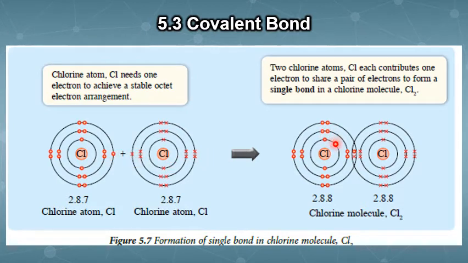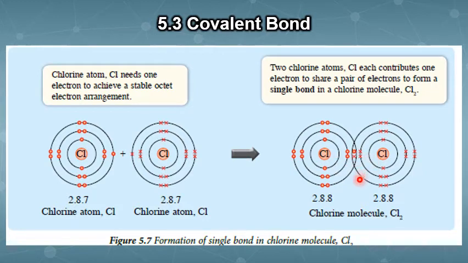So look at the right diagram. The two chlorine atoms each contribute one electron to share a pair of electrons to form a single bond in a chlorine molecule. So you can see now they share a pair of electrons to form a single bond in a chlorine molecule. Now we count the electrons in the outermost shell, the valence shell. So we count 1, 2, 3, 4, 5, 6, 7, 8. Now the outermost shell becomes 8. So it means it has reached a stable octet electron arrangement.